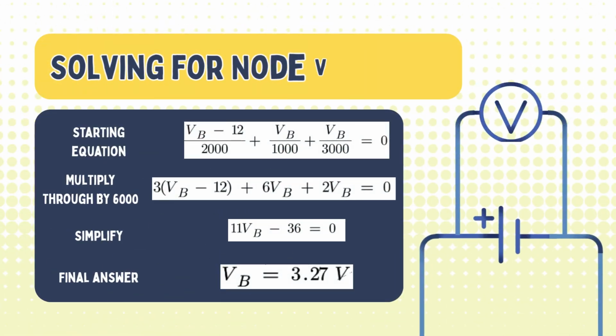Solving the node voltages. Now we substitute the resistance values into our node equations. After simplifying, we find that the voltage at node B is approximately 3.27 volts, while the voltage at node A is 12 volts from the supply. These are the two node voltages relative to the ground node.